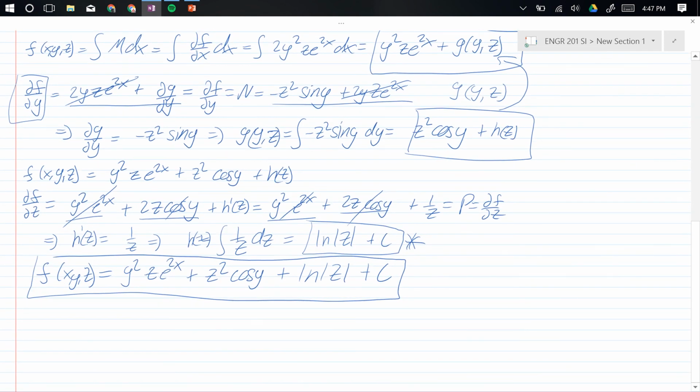And typically this would be the end. Sometimes they'll ask you to find something like this, the integral of F dot dr, where you go from (0, 0, 1) to (1, pi over 2, e). And no, I did not pick these numbers randomly. These are numbers they actually used on a previous quiz.